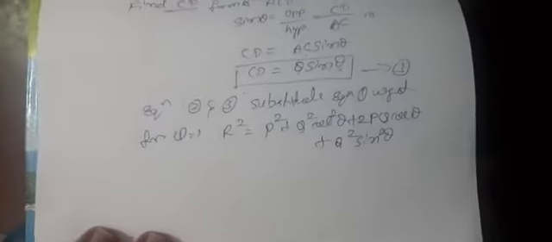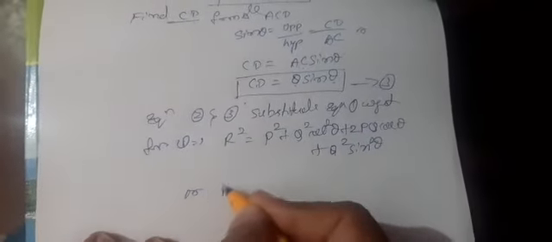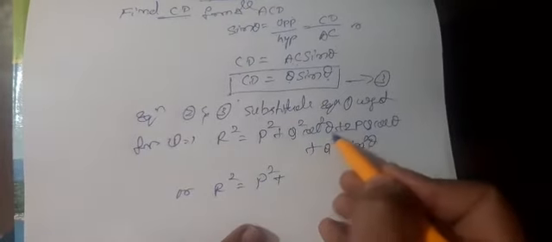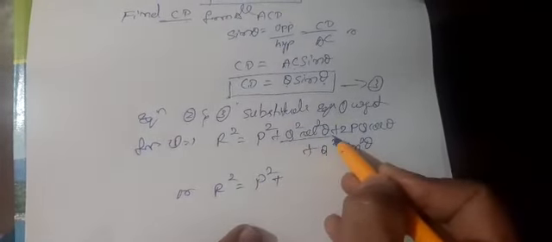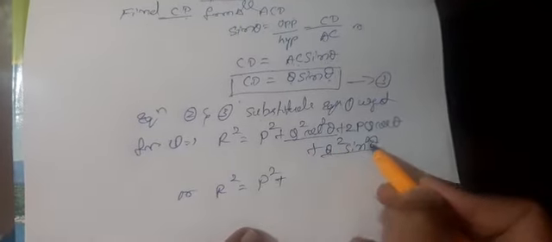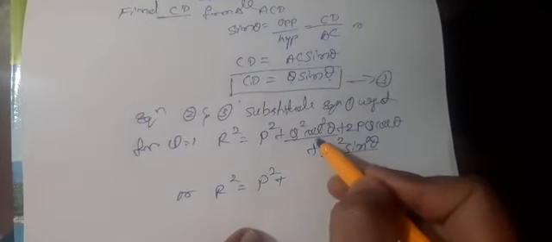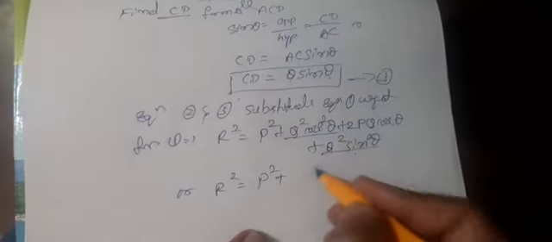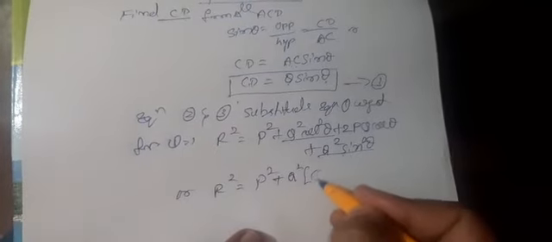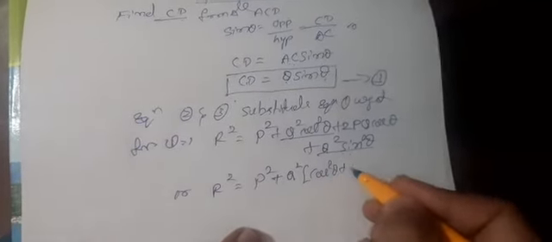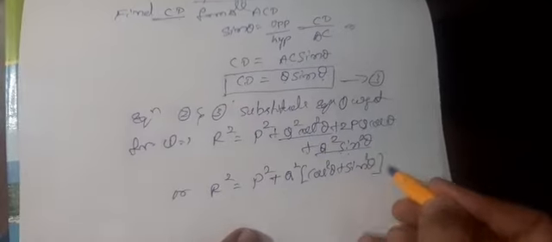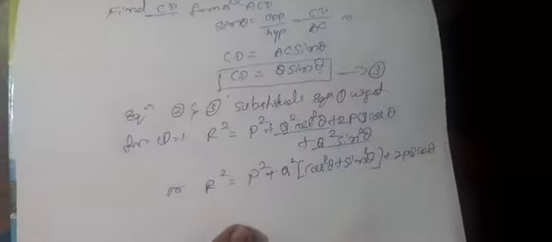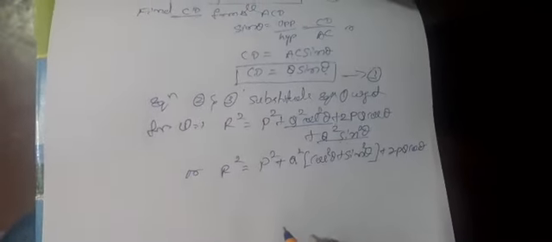R square is equal to p square plus, in this equation, q square cos square theta plus q square sin square theta. Q square is the second term and fourth term. What is the common factor? Q square is the common factor, take it outside: cos square theta plus sin square theta, bracket close, and the remaining term is plus 2pq cos theta.